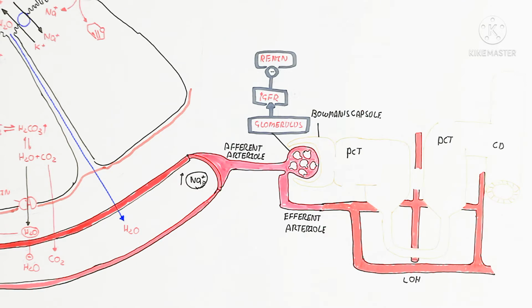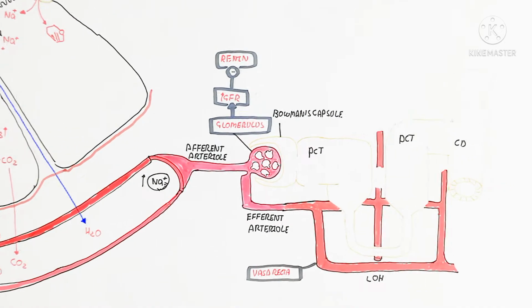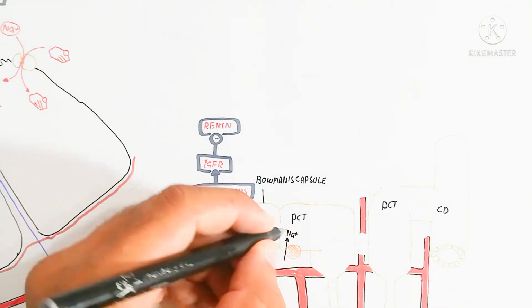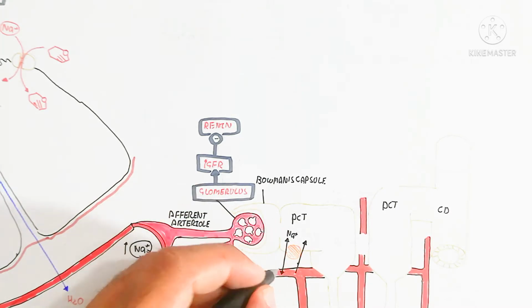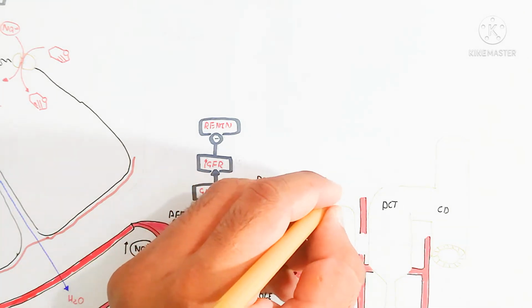So here is the proximal convoluted tubule, loop of Henle, distal convoluted tubule and collecting duct. Here is the vasa recta, which is the efferent arteriole wrapping around the loop of Henle to make a vasa recta for reabsorption. So the important thing is that during a high level of sodium in our blood, the reabsorption decreases. Why? Because our body needs to excrete the extra sodium.